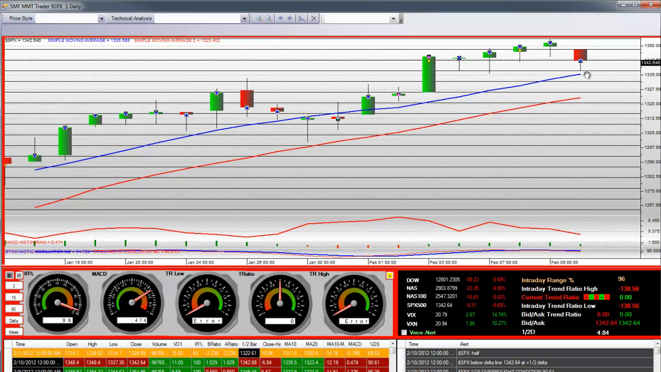Buy the pullbacks and sell the rips. The S&P 500 is currently in a bull market stage starting 2012. On the S&P 500, buy the pullback, get in the calls, and sell the rips.